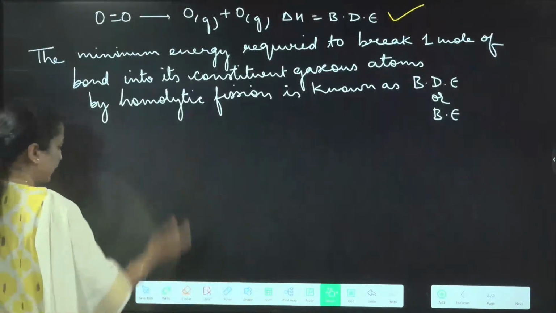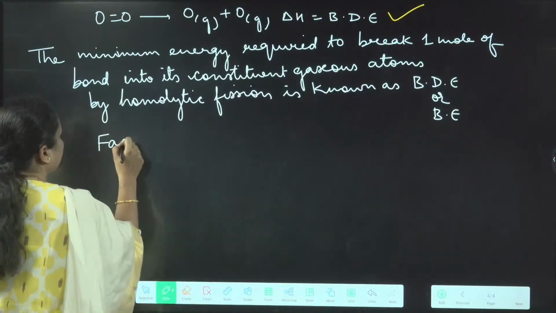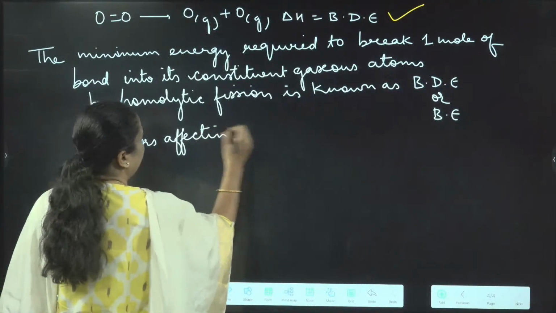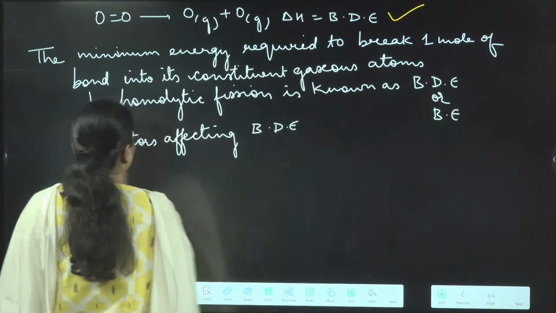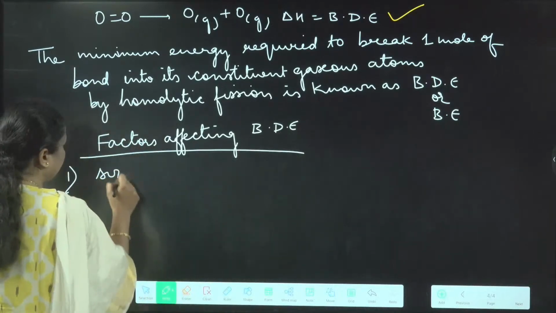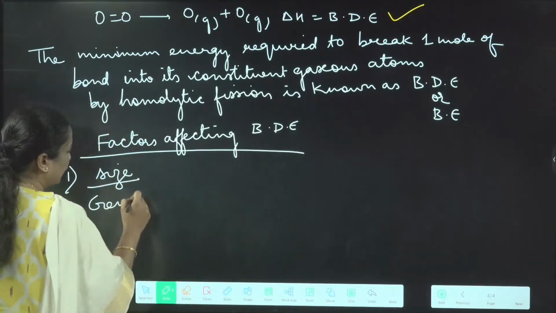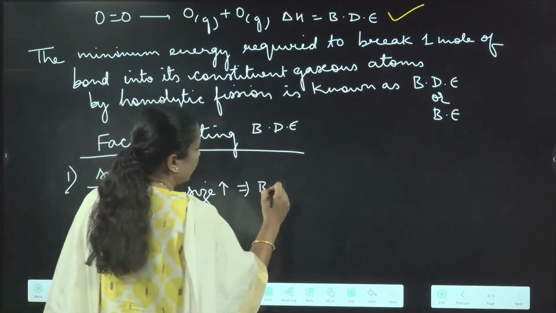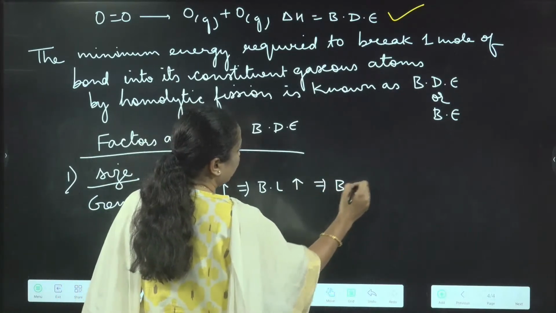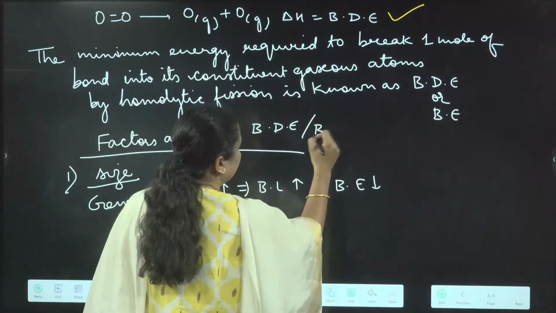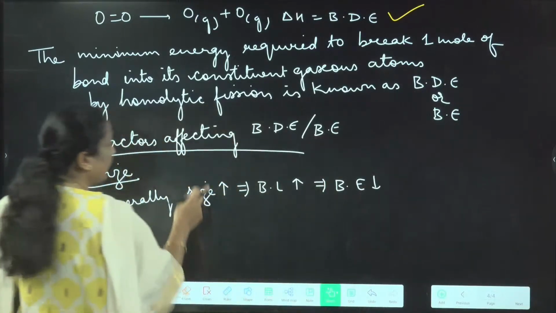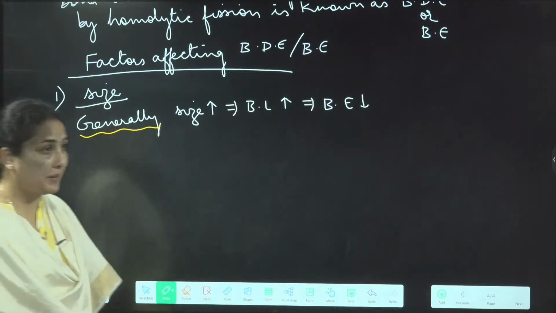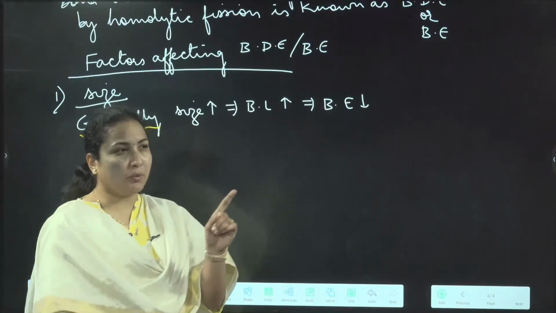Okay, hopefully people might have written this. Let us go for factors affecting bond dissociation energy. Now the first factor is the factor of size. So we say generally size increases, that means bond length is going to increase, and hence bond dissociation energy or the bond energy is going to decrease, right? But I've written the general word, and whenever we are using a general word in chemistry, something else you might be expecting. Some species might not be following the trend.